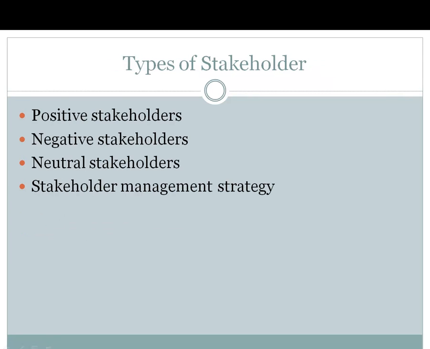Now there are three types of stakeholders. Positive stakeholders, which mean they want your program to happen. Negative stakeholders, which of course mean they don't want your program to happen. And then you have neutral stakeholders. These are stakeholders that really don't care if your program is successful or not.